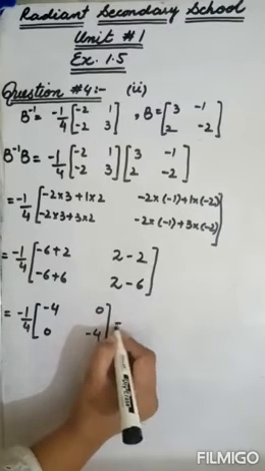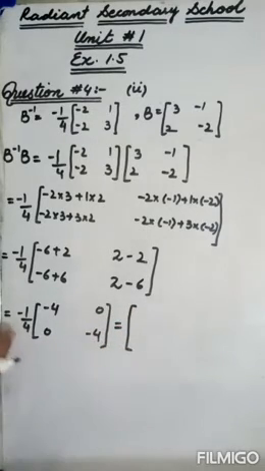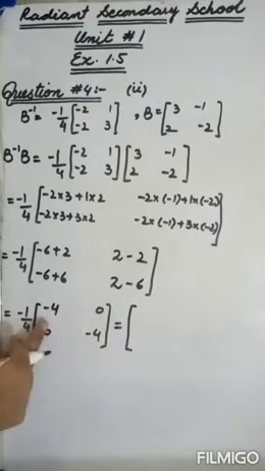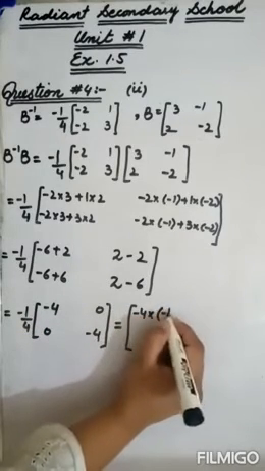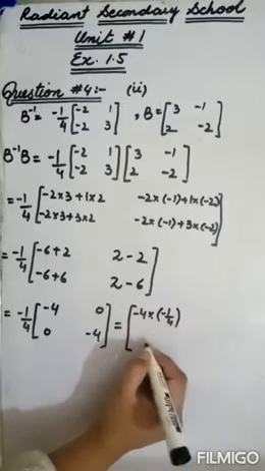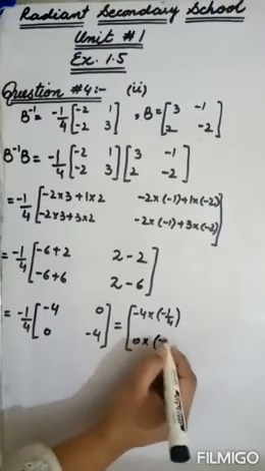And now you will multiply this minus 1 by 4 with each and every entry. Minus 4 will be multiplied by minus 1 by 4. 0 multiplied by minus 1 by 4.